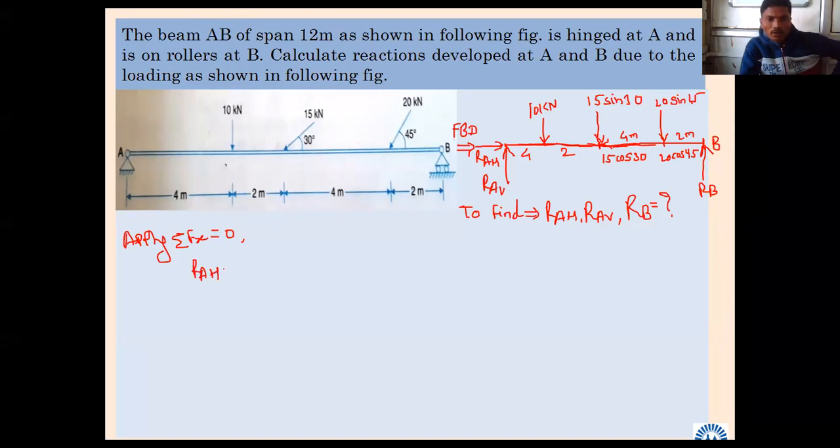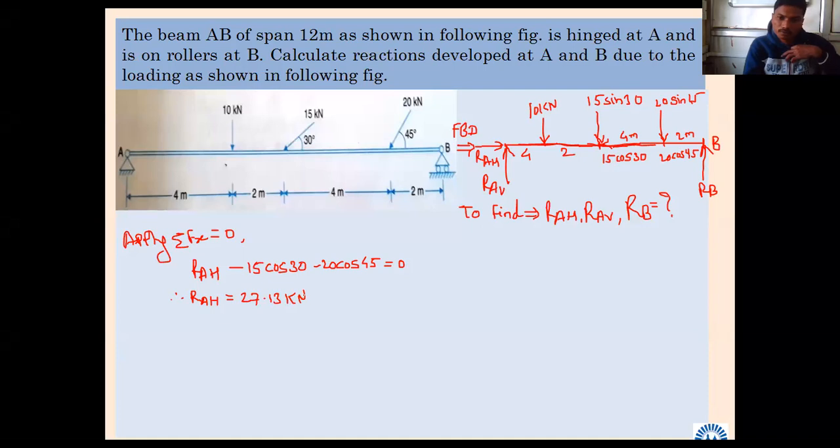R A H. Okay. Minus 15 cos 30 minus 20 cos 45 equal to 0. Therefore, R A H equal to... How much have you got? 27.13. Very good.